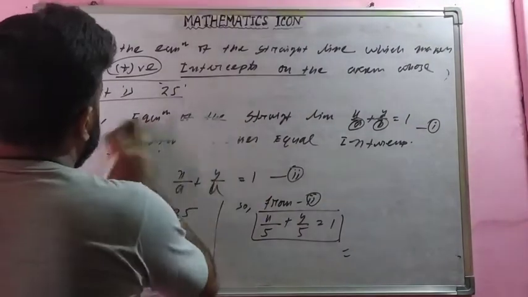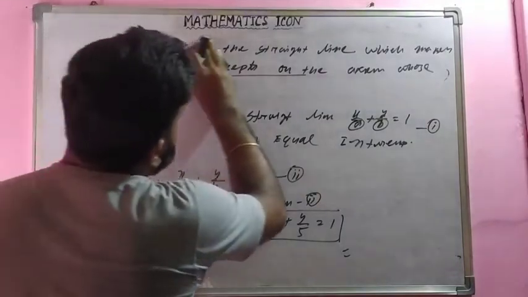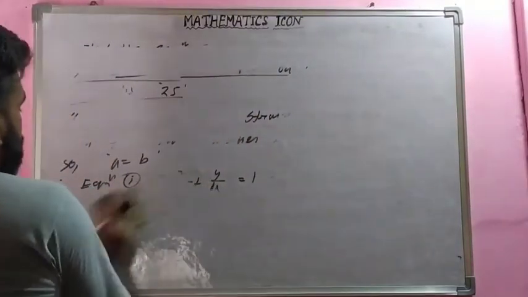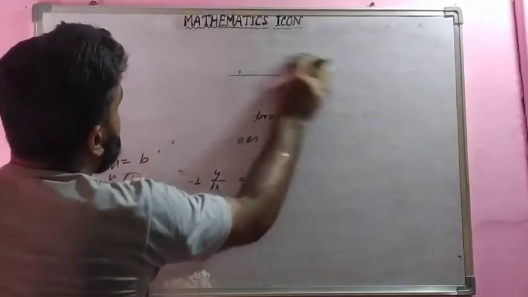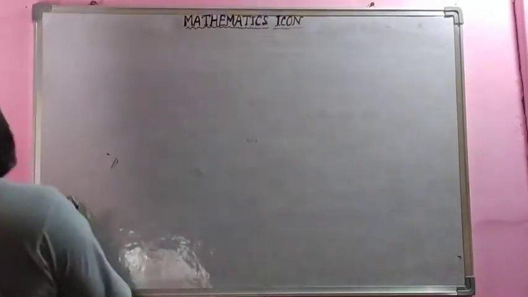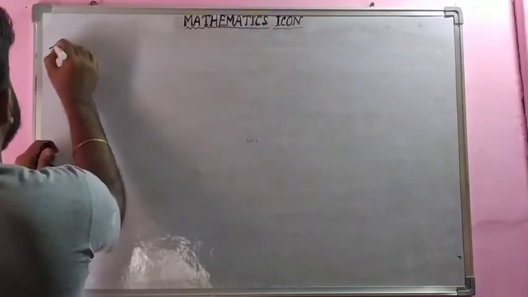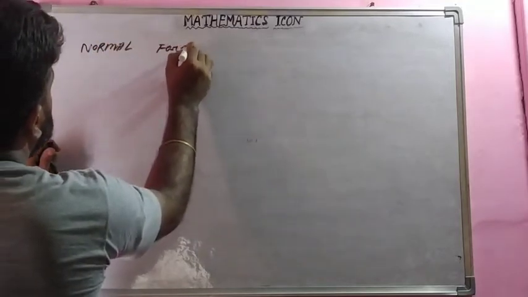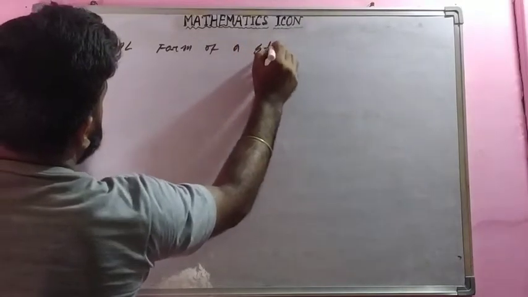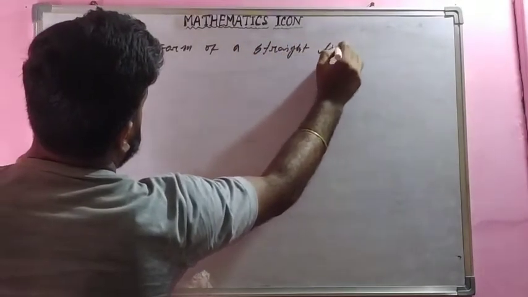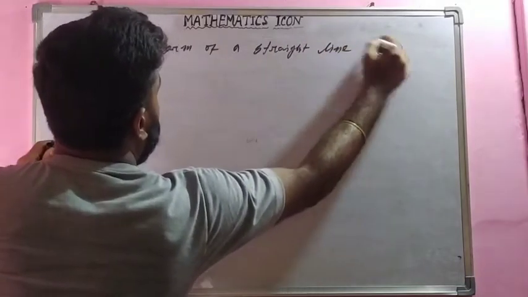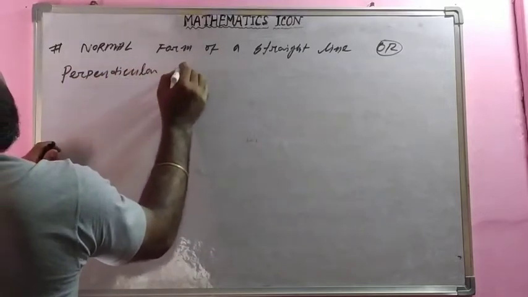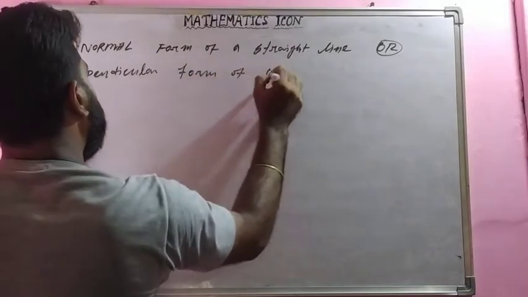Now next we are moving to a very new concept, and that is the normal form of a straight line. Give the heading normal form of a straight line. Normal और perpendicular form of a straight line ऐसे भी लिख सकते हो. ठीक है. Give the heading normal form of a straight line or perpendicular form of a straight line.